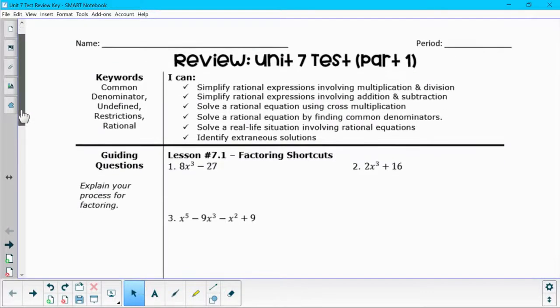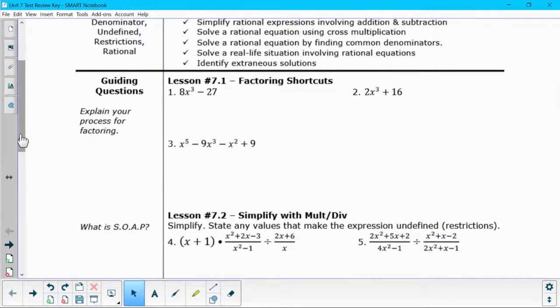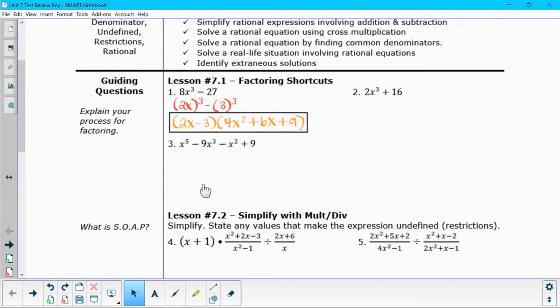First thing we covered was factoring, and we covered the sum and difference of cubes. So first I have 8x cubed minus 27. Now remember, you're going to want to think of this as perfect cubes. So when I see 8x cubed, really, that's 2x, all of that cubed. And when I see 27, that's really 3 cubed.